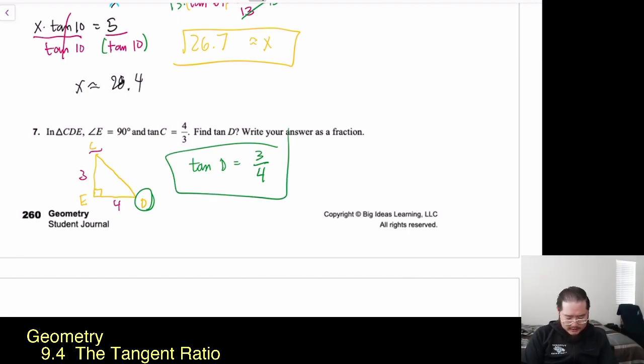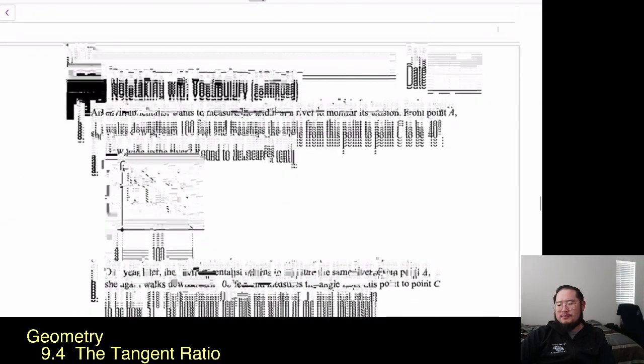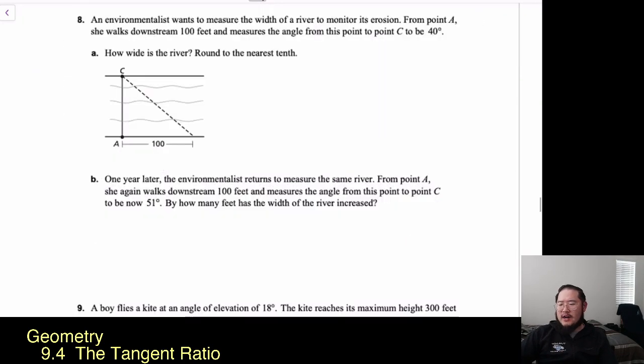All right, let's go ahead and do a little more. These story problems, always great, especially in this chapter. It says an environmentalist wants to measure the width of the river to monitor its erosion. From point A, she walks down 100 feet, measures an angle from this point to point C to be 40 degrees.